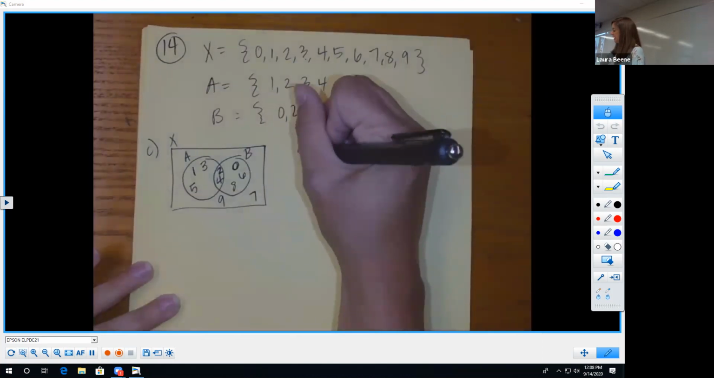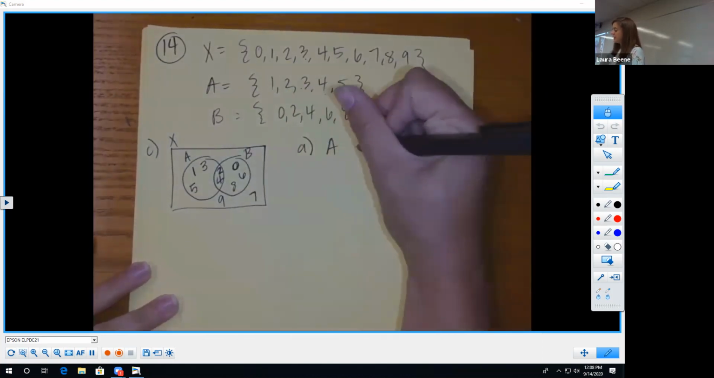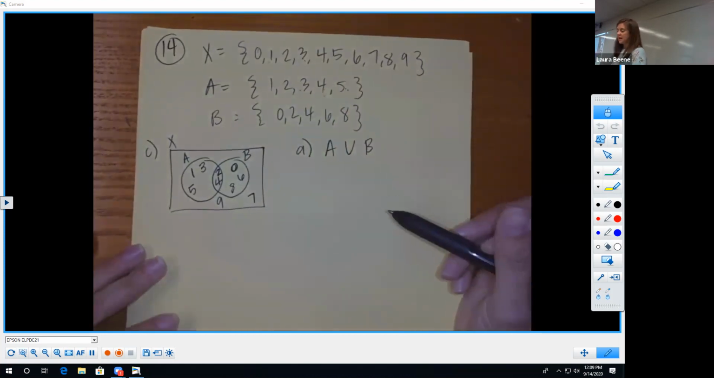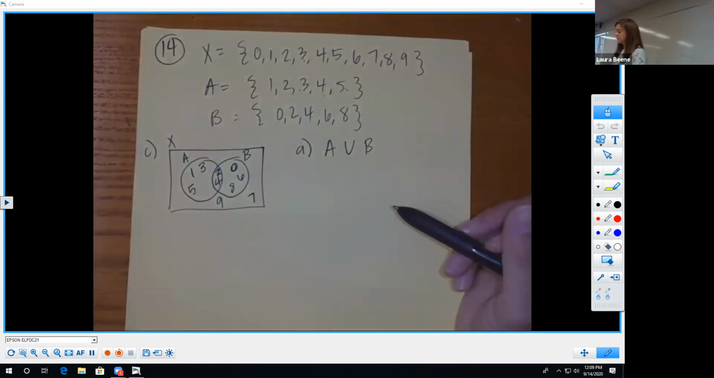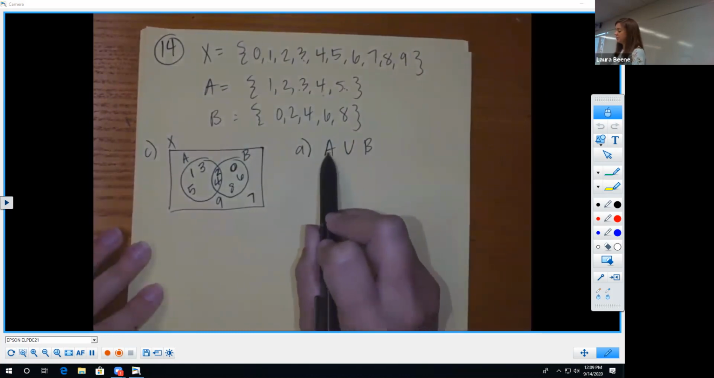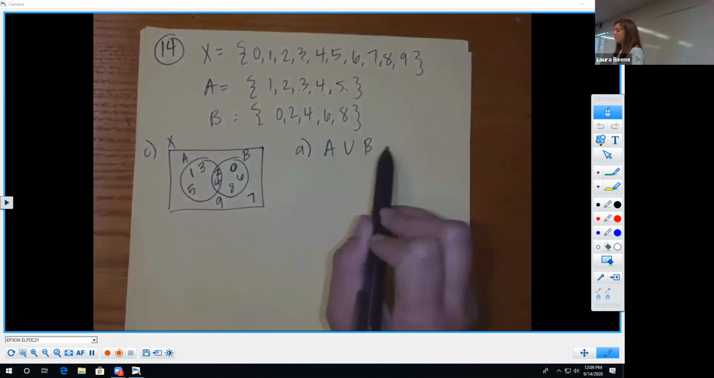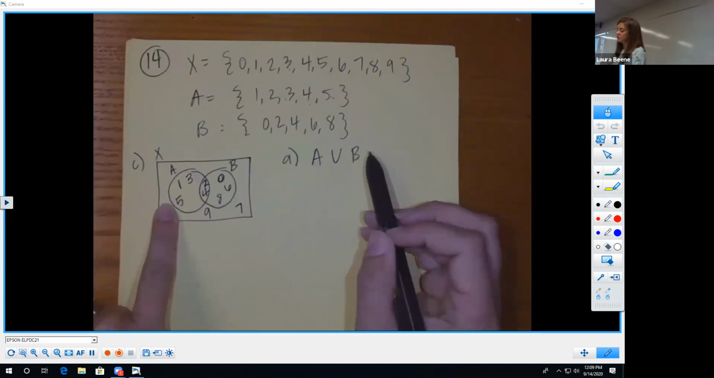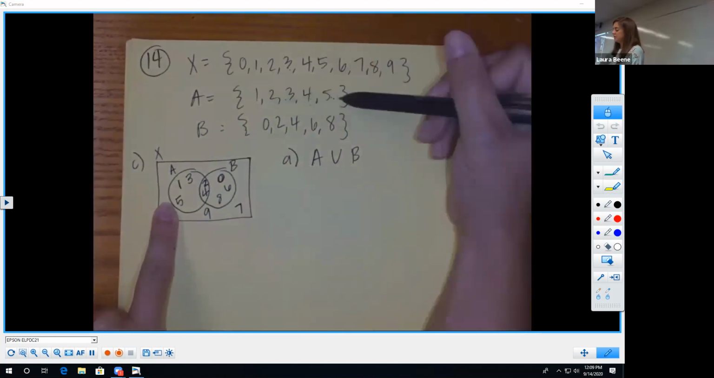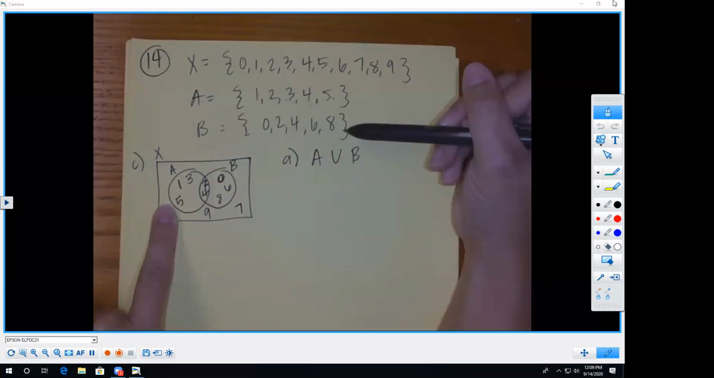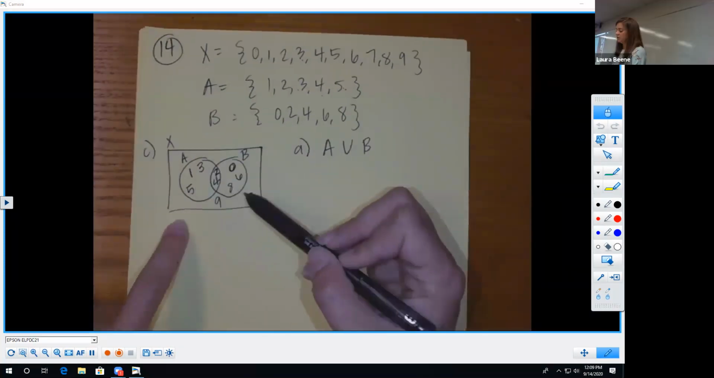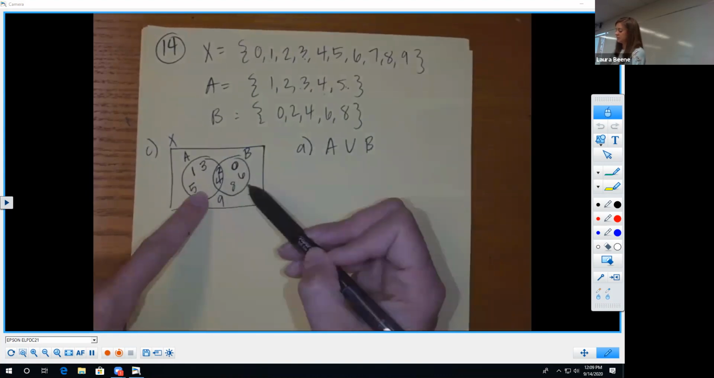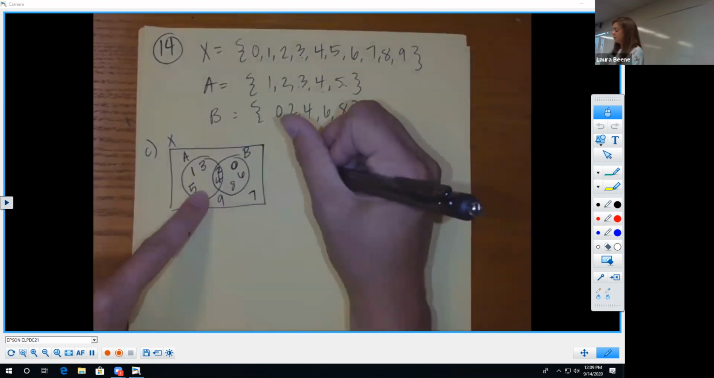And then part A asks for A union B. So A union B means add the sets together, or write every single number that is either in set A or in set B. You can do that by looking up here, or you can look at your pictures. If you look up here, you're just writing all these numbers and you don't repeat them if they repeat. Here, you're just writing all the numbers in the circles, because if it's in set A or B, then it's in a circle.